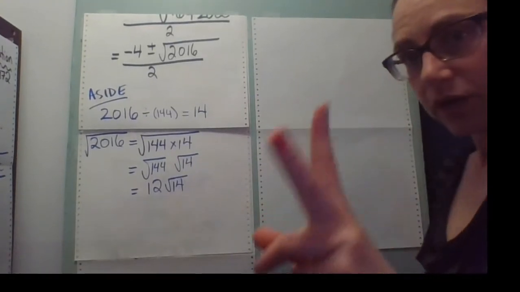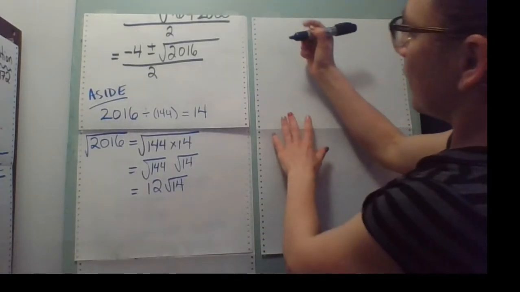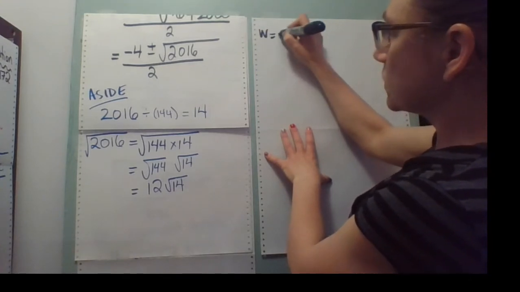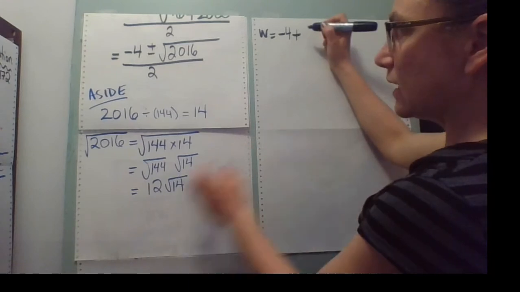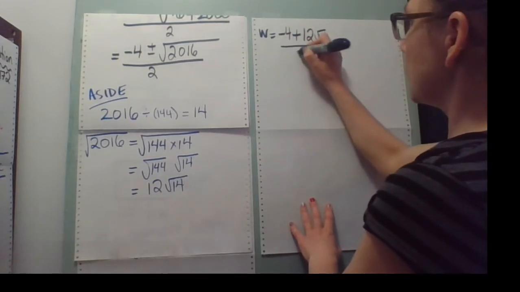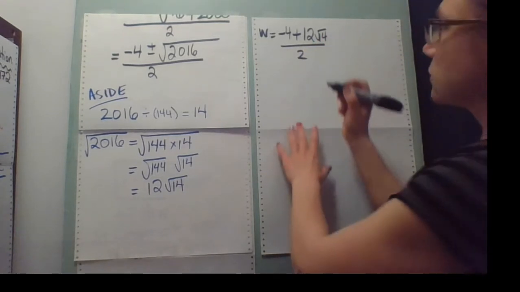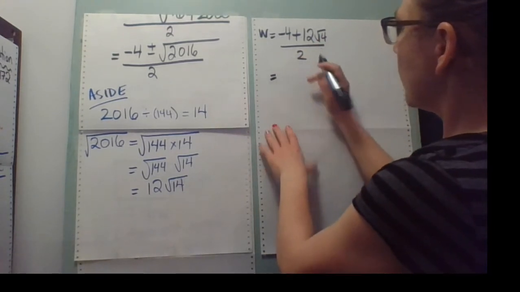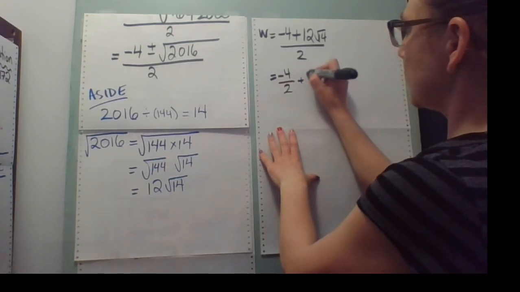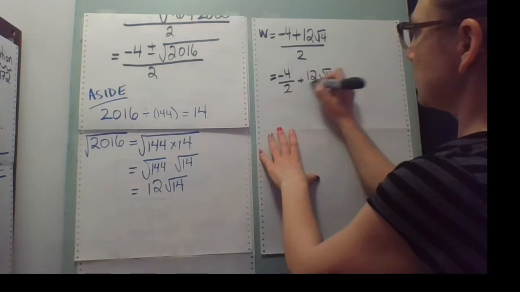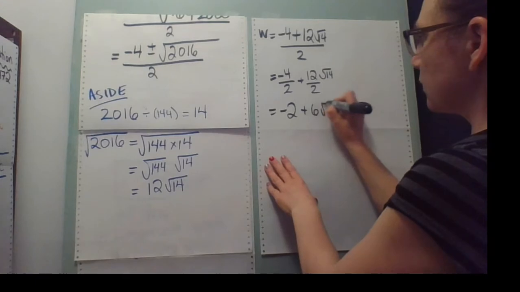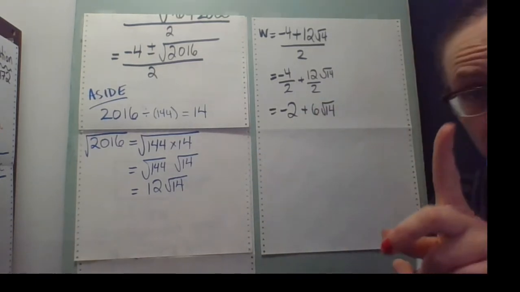Okay, so let's finish up. We're going to have two options here. We're going to have an option where what we're solving for, width, is equal to negative 4 plus 12 root 14, all divided by 2. So let's simplify that. Let's break up my fraction here a little bit. Minus 4 over 2 plus 12 root 14 divided by 2. So we've got negative 2 plus 6 root 14. So there's one answer.